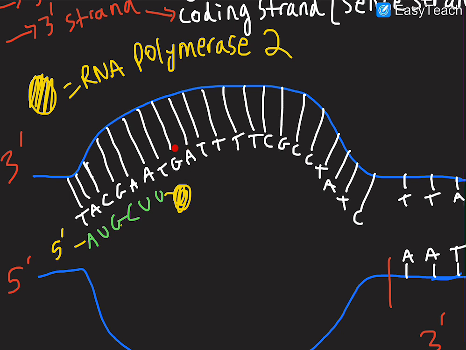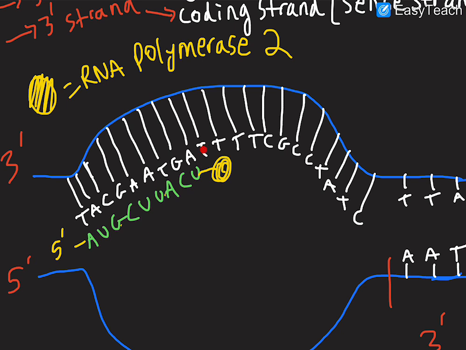Now let's look at the next three. That's TGA, right? So what's the RNA complement to TGA? That would be ACU, okay? So let's write that in. So we have ACU. Now the RNA polymerase is right here.